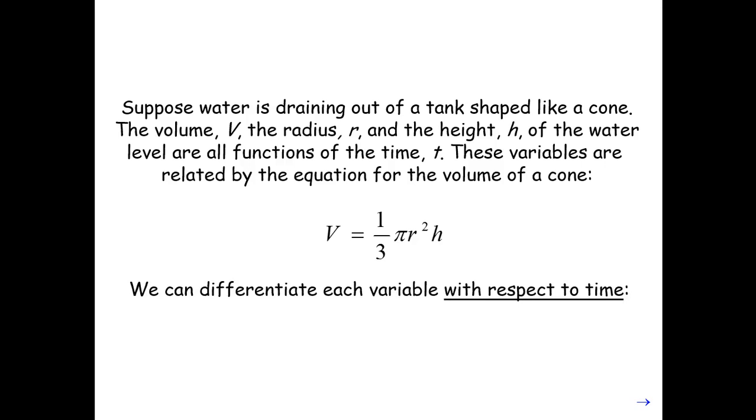What we want to think about here is differentiating this expression, differentiating each variable with respect to time. And think about what's going on here. If this is representing volume of a cone and water is draining out of the cone, as time passes, what happens to the volume? Goes down. So the volume is going to decrease. Likewise, the radius of that circle will decrease, and the height of the water will decrease as time goes on.